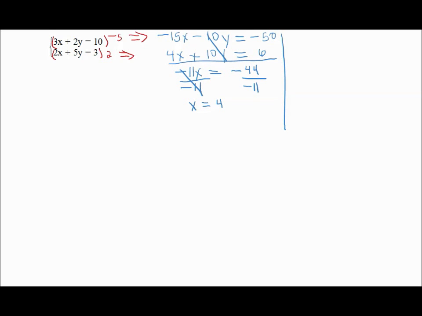Now, by now, you should know the drill. Take one of the original equations. I believe this time I'll substitute it into the bottom equation. The original bottom equation is 2x plus 5y equals 3. And I know my x is 4. My x value is 4.